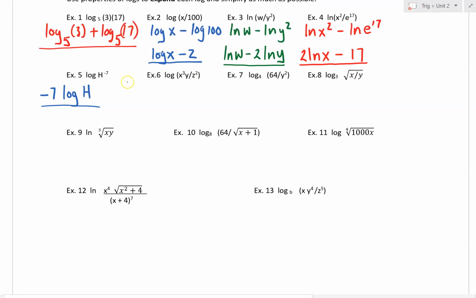So here we go. This one is log of x cubed plus the log of y minus the log of z squared. Now, I have an exponent in the first term that I need to deal with. I have an exponent in the last term I need to deal with. So this is going to say 3 log x plus, I don't have to do anything to the log y, minus 2 log of z.